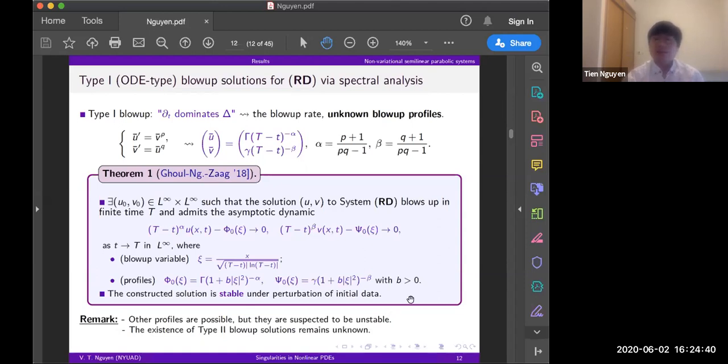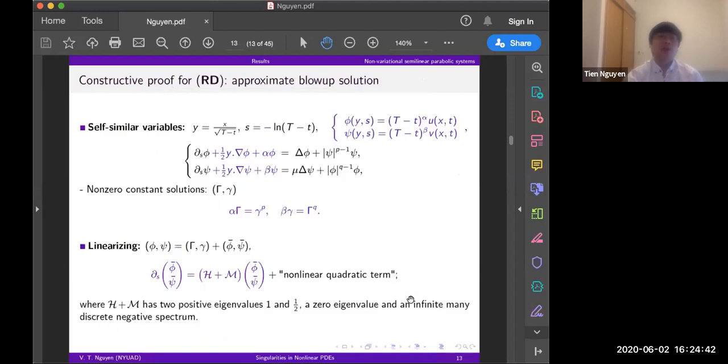So now let me move on to how we can prove it. Here I will show you the two-step procedure. First of all, we need to construct a good approximate solution, and then we need to rely on some technique to control the remainder.